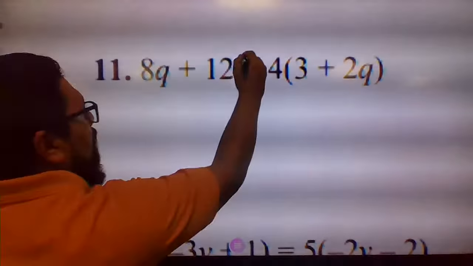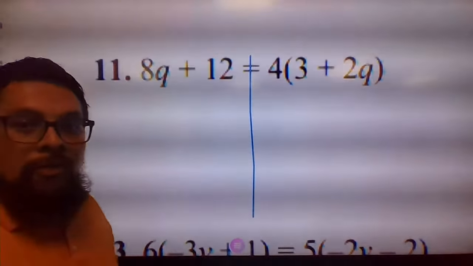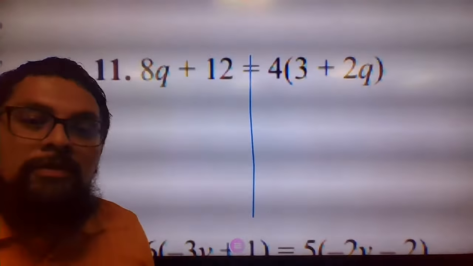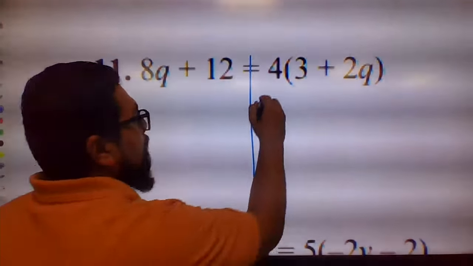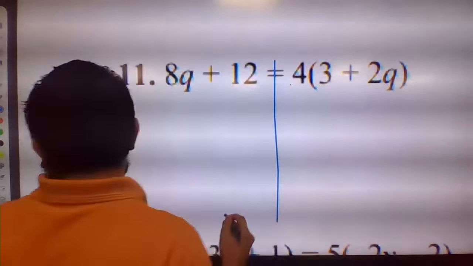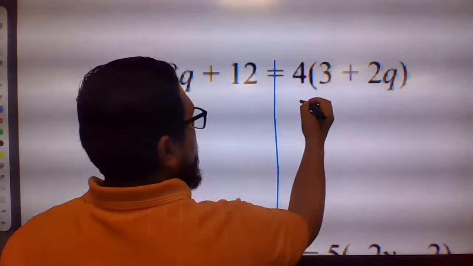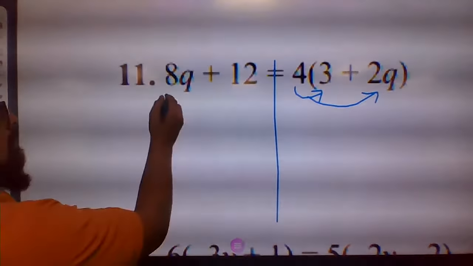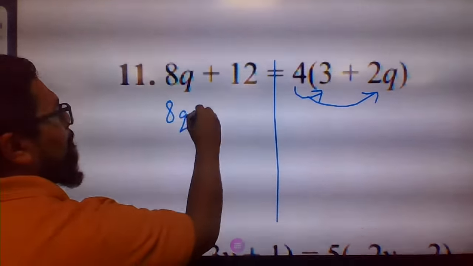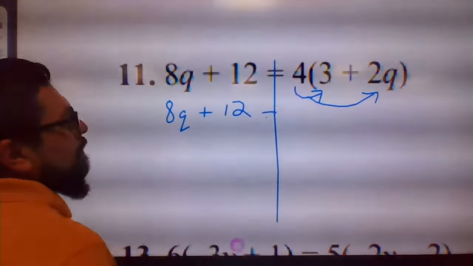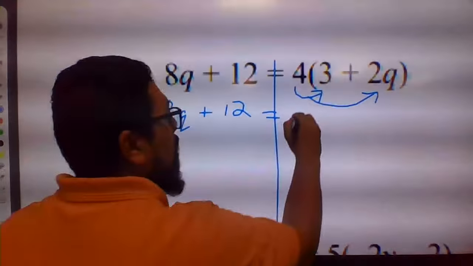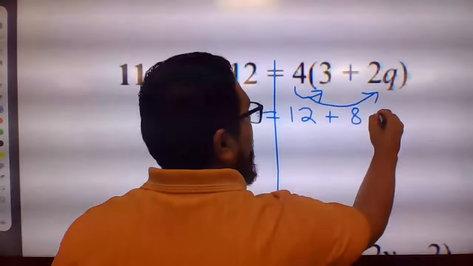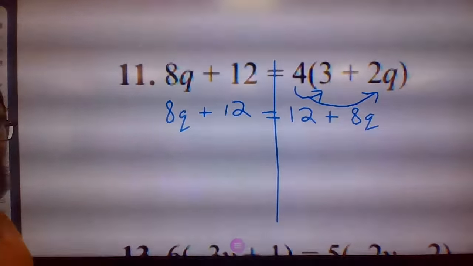So let's put a line. Okay, now we see a parentheses, right? So what do we have to do? Good, distribute. Okay, this guy stays the same. So 4 times 3 is 12. 4 times 2q is 8q. Okay.